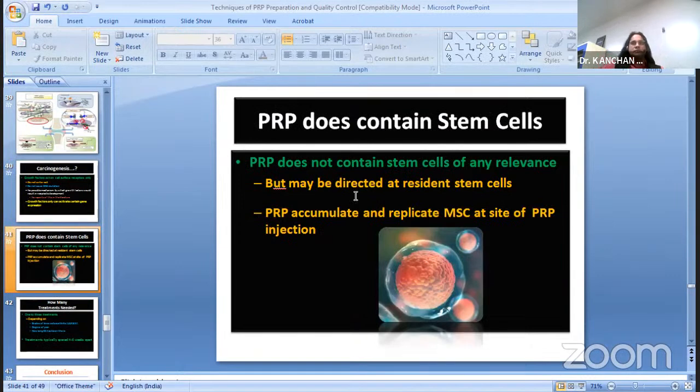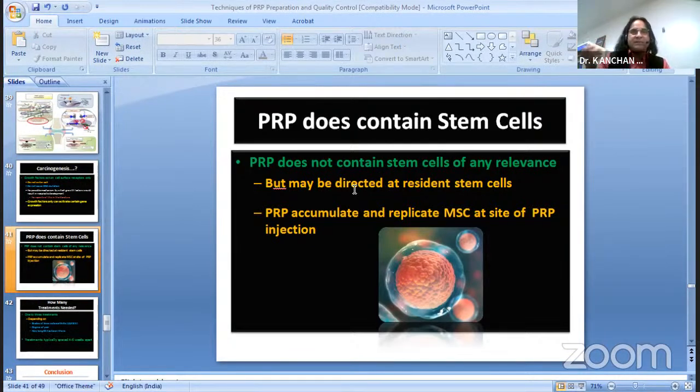Also very important: does PRP contain stem cells? There are many kits available in the market. I'm not going to tell the name. They say their kit also does PRP and also harvests stem cells. No, PRP does not contain stem cells of any relevance. PRP means you collect peripheral blood, and in our peripheral blood there are no stem cells. If you want stem cells in the peripheral blood, you have to give a hormone injection to mobilize them from the bone marrow.